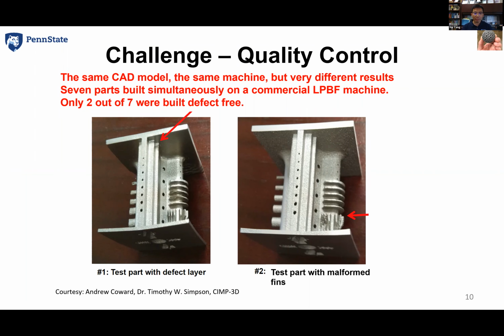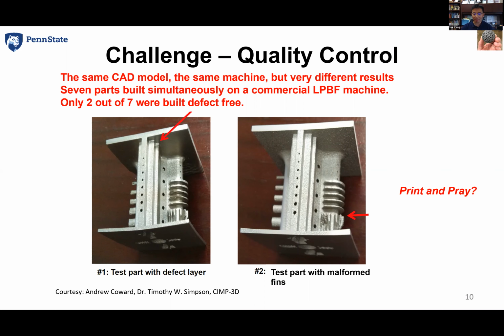Only 2 out of 7 were built defect-free. And the others have different kinds of problems: internal defects, problems in certain layers, or malformed parts. So the process has very big variability. Then how do we overcome this variability? Quality control. Can we just print and pray, as my colleague Dr. Prahalad Rao said, or should we have a better control method?